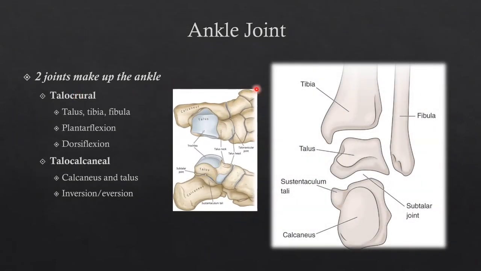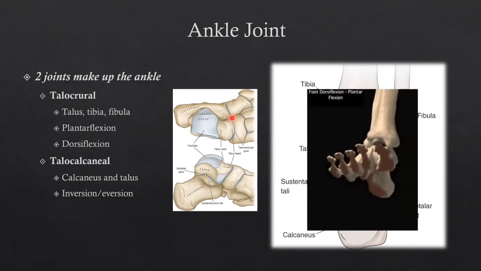So just to recap, again, we have our tibia and fibula. They both articulate on some aspect of the talus bone, and our talus bone will then articulate with the calcaneus bone on the posterior aspect, and our navicular and cuboid bones more so on the anterior aspects of our foot. Two joints make up the ankle in total.